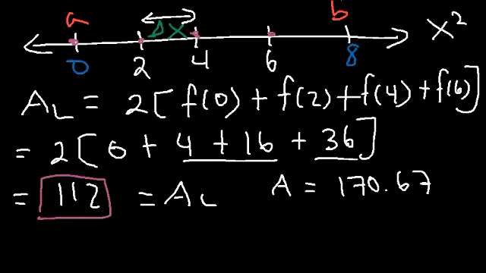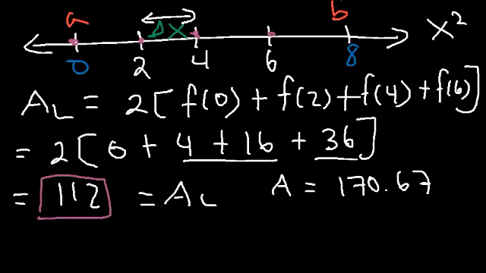Notice that this approximation is not very great, and the reason for that is because n was small. n was 4. What's going to happen if we increase the value of n? If you increase the value of n, the answer is going to be better. It's going to be more accurate.